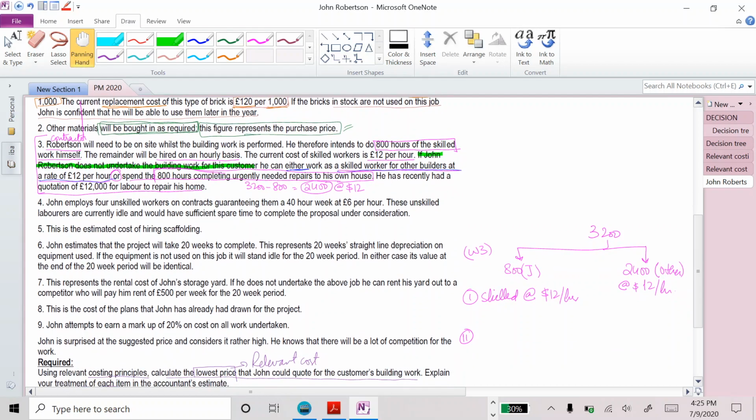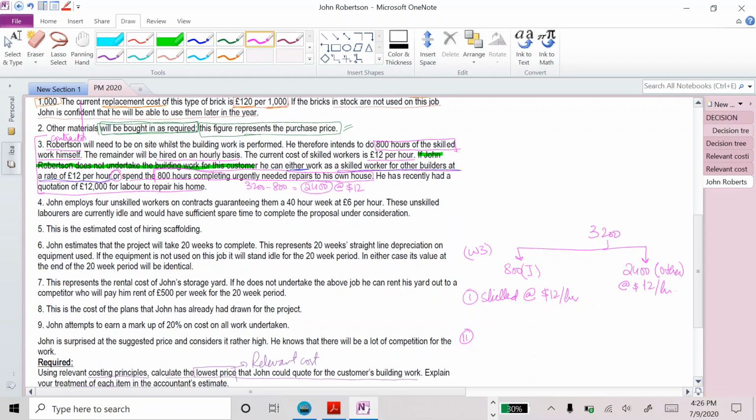800 hours completing urgently needed repair to his own house. That means he can spend 800 hours in his own house. He has recently had a quotation of 12,000 labor hours to repair his home. That means if he works on this project, then the urgent work which the house requires will be done by someone else, and for that he has to pay 12,000.